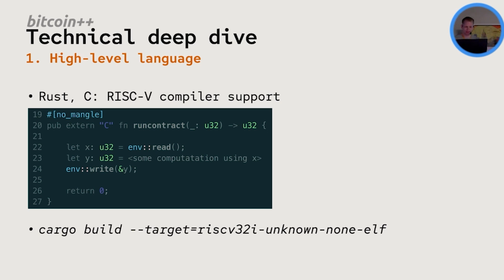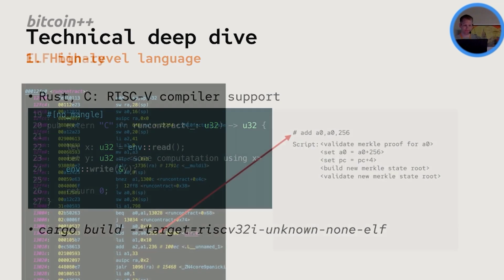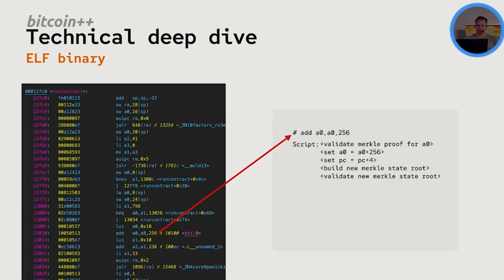When that is done, we build it, and we target a 32-bit RISC-V bare metal target that doesn't have a lot of features. It doesn't have a standard library, it doesn't have an operating system underneath it, but it has what we need. And that gives you a binary. This is a RISC-V binary that you can disassemble and look at the opcodes, or whatever the CPU would run when it runs this binary. And this is what we use to actually create the Bitcoin scripts.